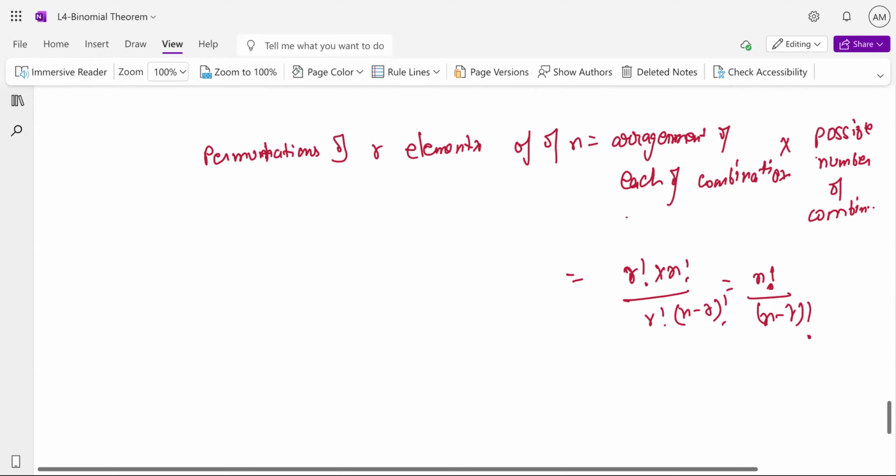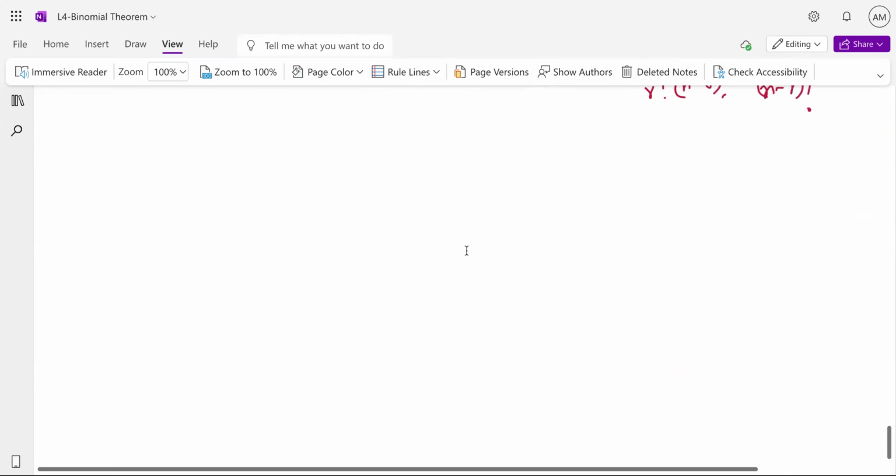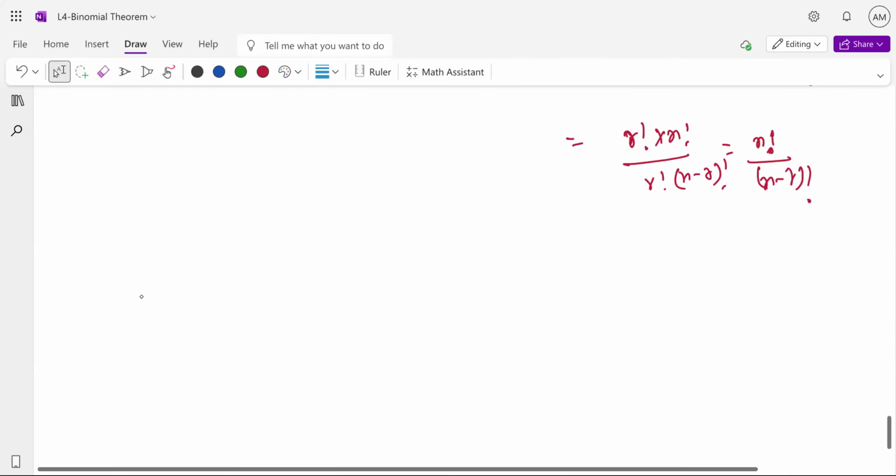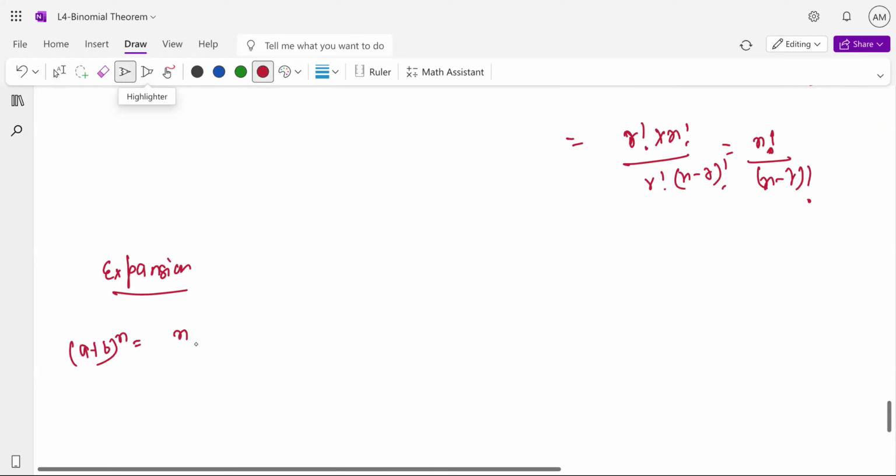So let's calculate the general term and middle term in the expansion. My expansion, a plus b to the power n, is nothing but it starts with nC0 a^n b^0, and so on till nCn a to the power 0 b to the power n. I want to calculate some general terms so that I will get to know this is my first term, this is my second term. Is that clear? Yes, sir.